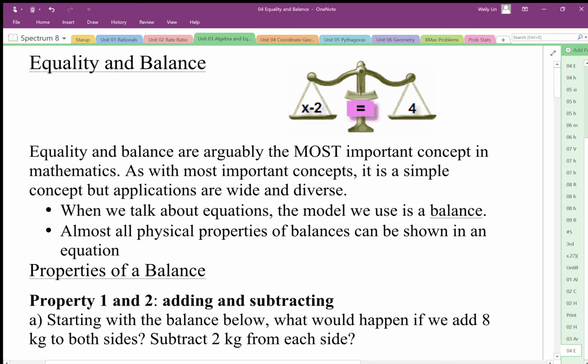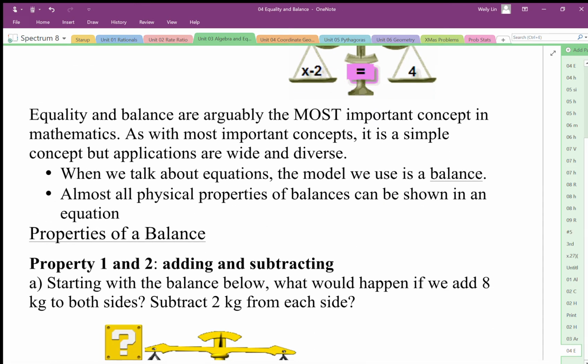So when we talk about equations, the model that we're going to use is the balance model. So we're going to show that something is balanced. When one thing is equal to another, we're going to show it as a balance. If you take a look at this picture here, this picture shows a balance, and it shows that things are balanced in that equation.